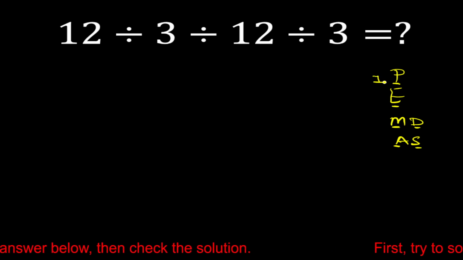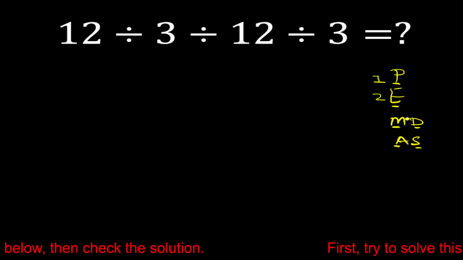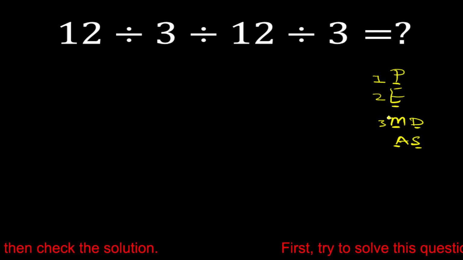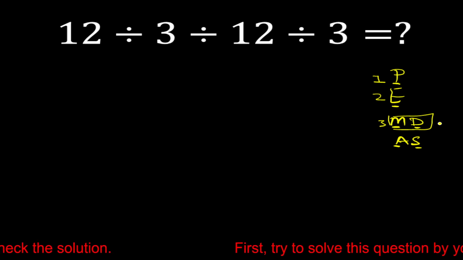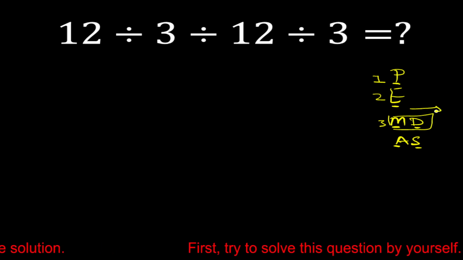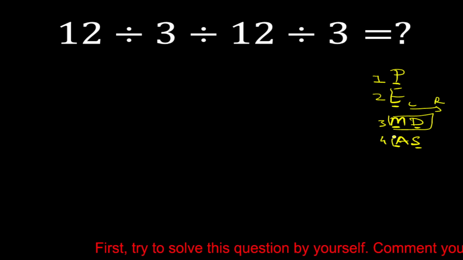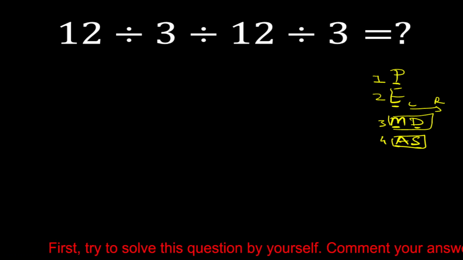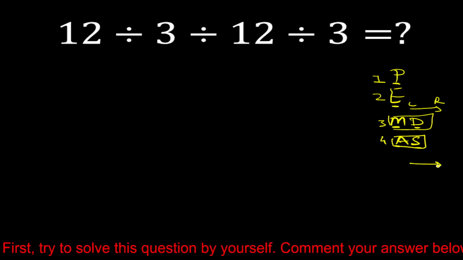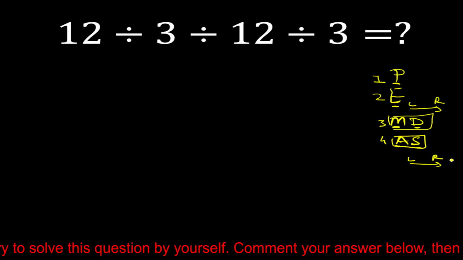First priority is parenthesis, then second priority is exponents, then third priority is multiplication and division. Here multiplication and division both have equal priority, so we have to solve it from left to right. Fourth and last priority is addition and subtraction. Also addition and subtraction both have equal priority, so we have to solve it from left to right.